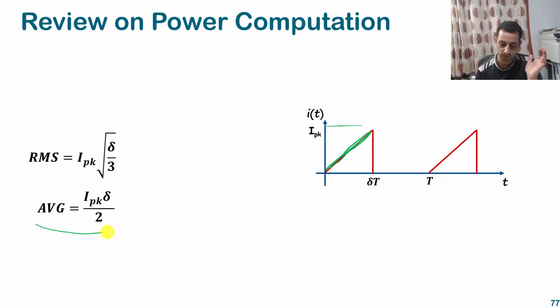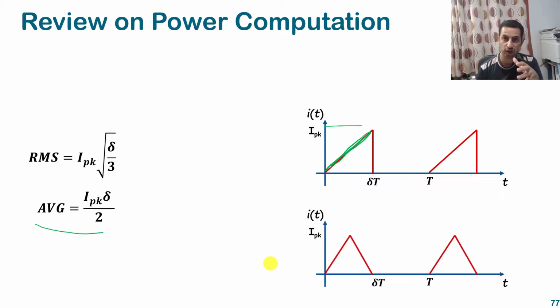What if I just change the shape of this signal? I have this RMS in terms of I peak and delta. If I shift this I peak to this place, keeping the same delta, so I have the same I maximum and the same delta t on time, I think I will get the same RMS. And for the average also, I will get the same, because I kept the same area as well.